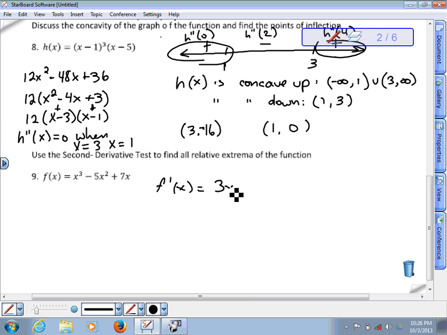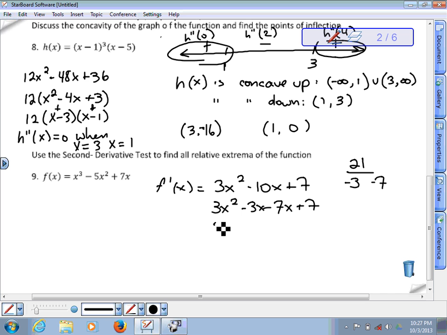So the first derivative is 3x squared minus 10x plus 7. Doing a little bit of factoring that you hopefully have had a little bit of practice with. 3 times 7 is 21. We need two numbers that multiply to 21 and add to negative 10. That's going to be negative 3 and negative 7. So that linear term in the middle splits up into minus 3x minus 7x plus 7.